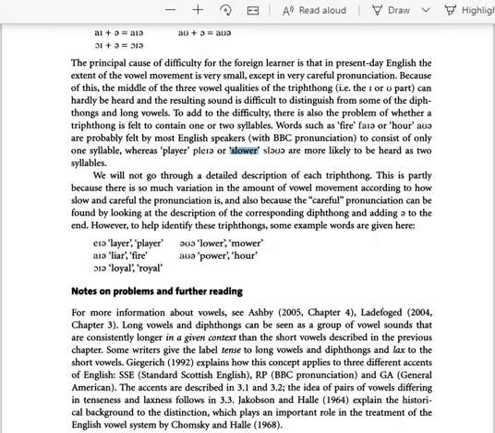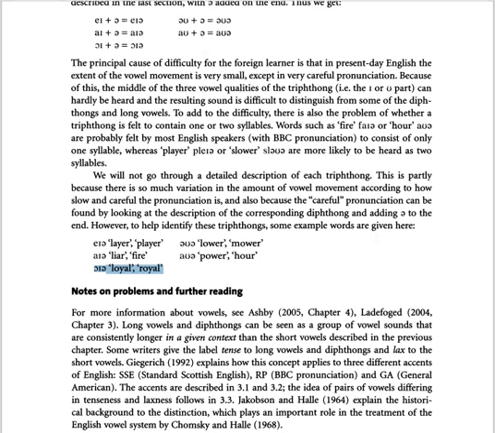For example, when we say player, fire, aya; loyal, royal, oya; lower, mower, uwa; and this is the triphthong our, power.